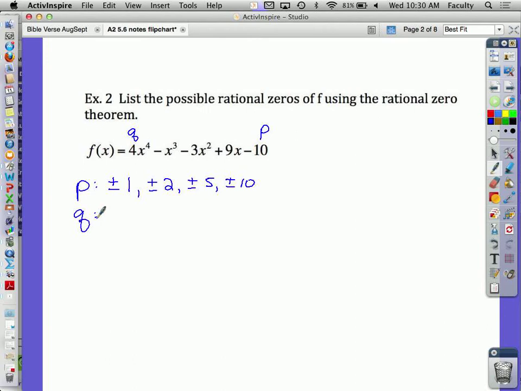2 times 2 and 1 times 4. So it's plus or minus 1, plus or minus 2, plus or minus 4. We don't need to write the 2 twice. That takes care of it.